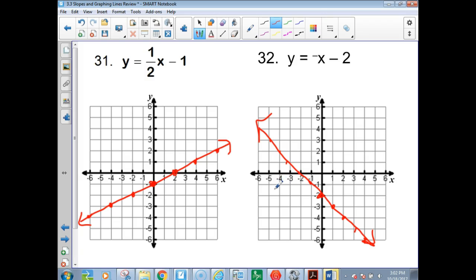Okay, I've got 31, 32 for you to verify you're doing it right.